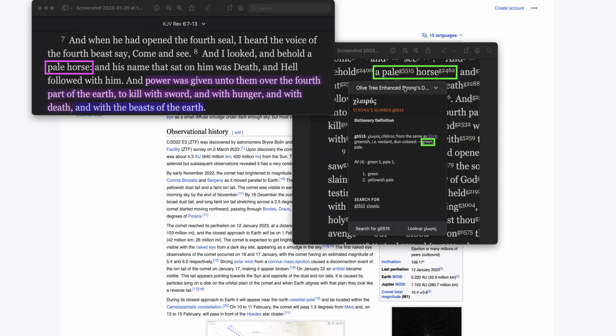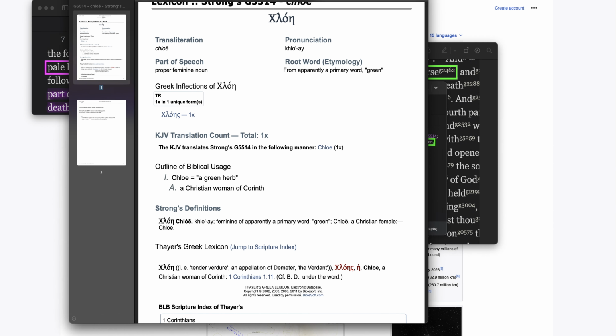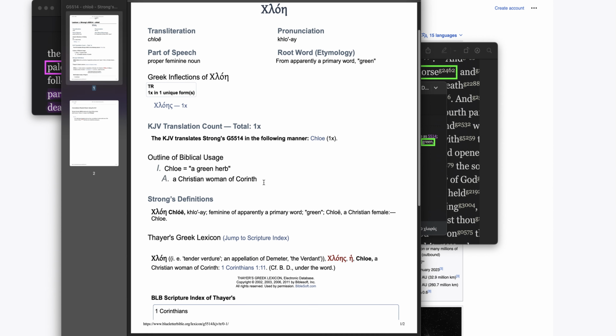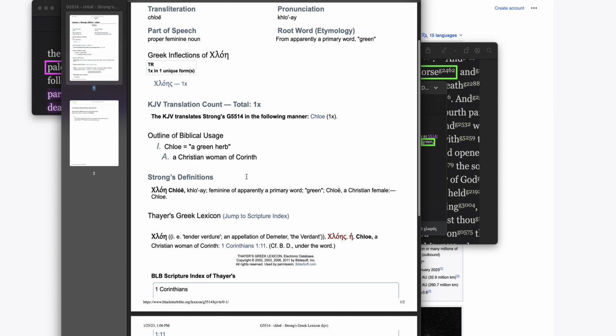And so again, that obviously gets me going down another thread, which is Chloe. And we have the green herb, Christian woman of Corinth. You can read about her.